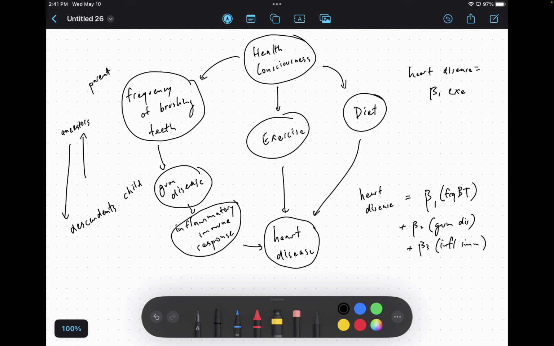Okay. Because the very first equation you write down there actually tells me it needs a direct path from frequency to heart disease, not accounting for everything in between.